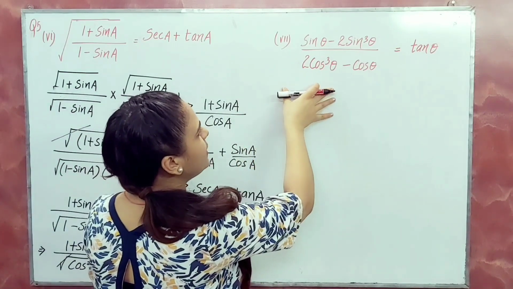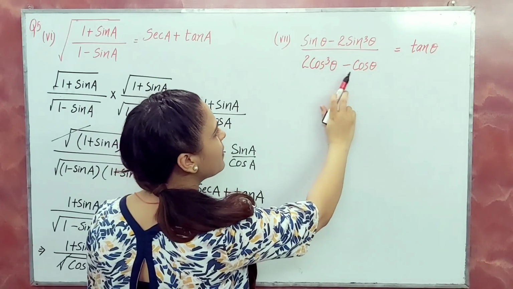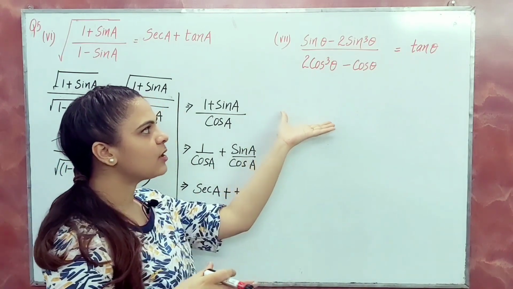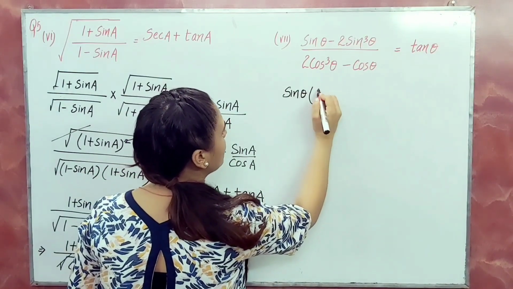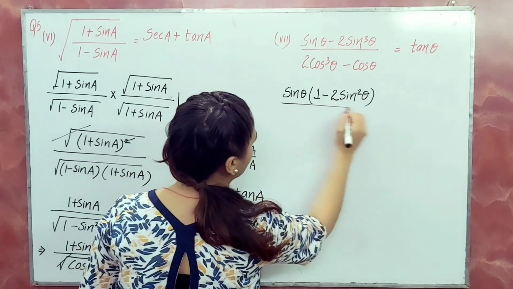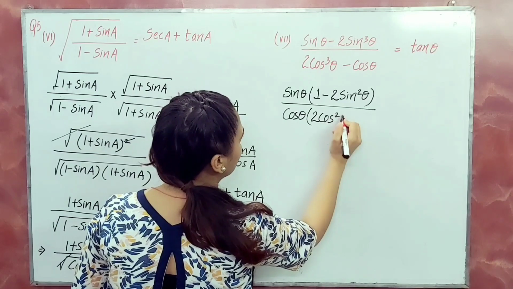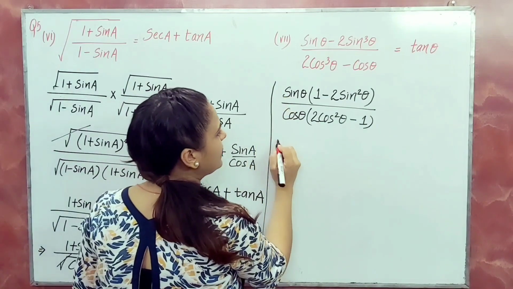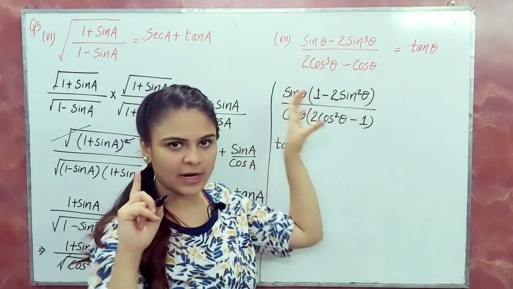Now in this part, sine theta minus 2 sine cube theta upon 2 cos cube theta minus cos theta. You have to take sine theta common from the numerator and cos theta common from the denominator. By taking sine theta common, we will get 1 minus 2 sine square theta, and cos theta common from the denominator, 2 cos square theta minus 1. You can see sine theta upon cos theta is tan theta. That means this completely should be 1.